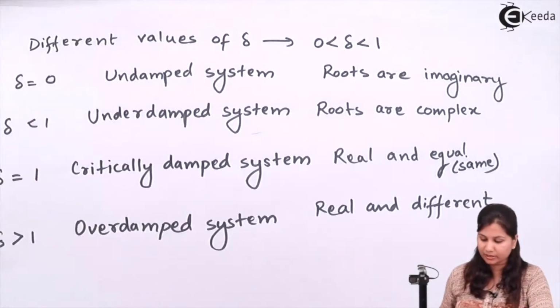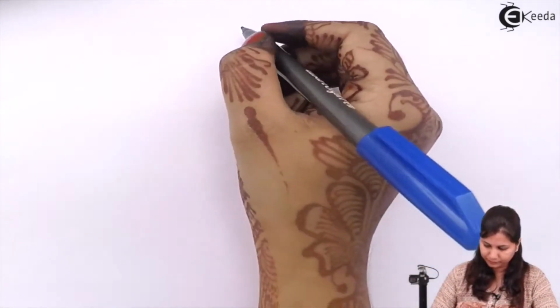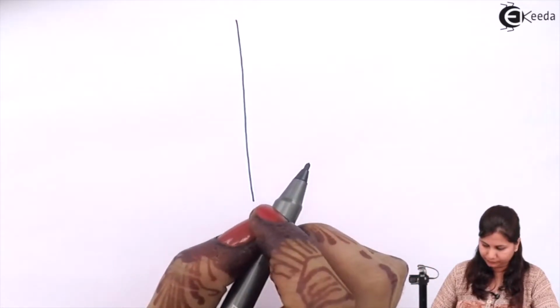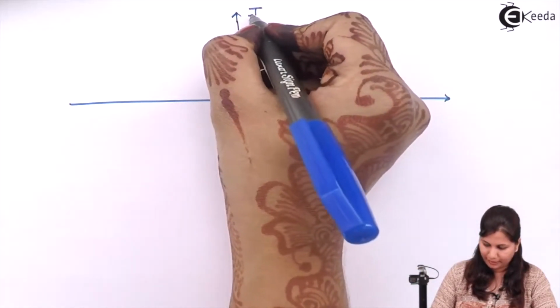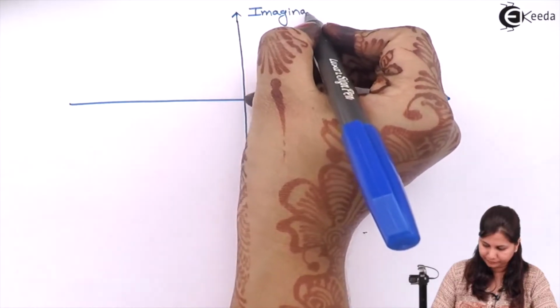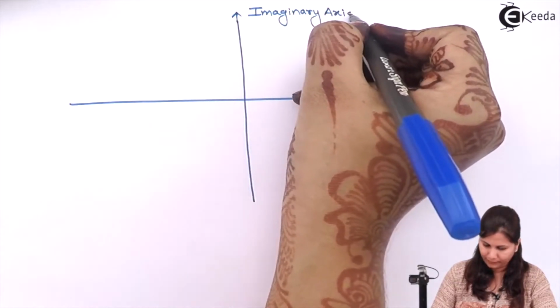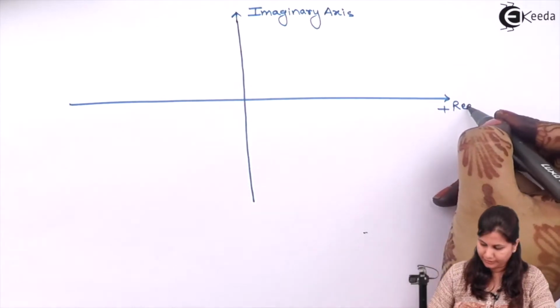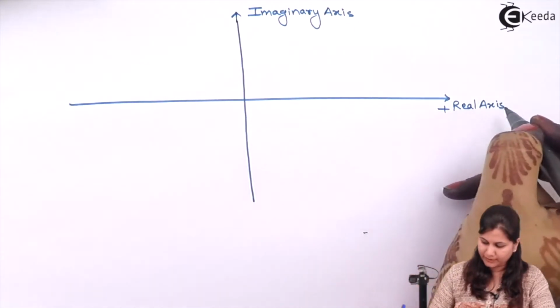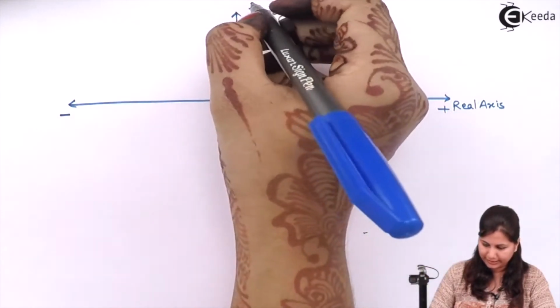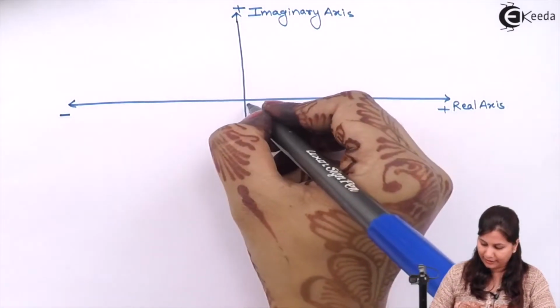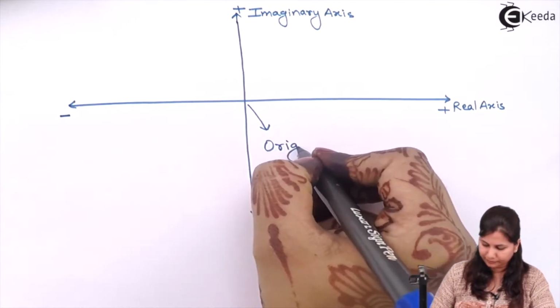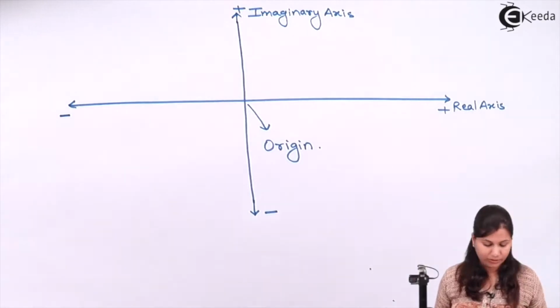Now let us plot these roots on the real and the imaginary axis. This is the imaginary axis and this is the real axis. This is the positive real axis, this is negative, this is the positive imaginary axis, and this is the negative imaginary axis. Here we have the origin. Now let us plot the roots.